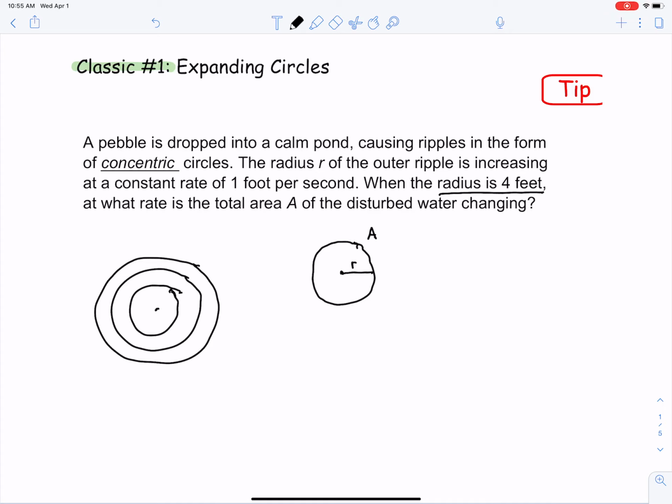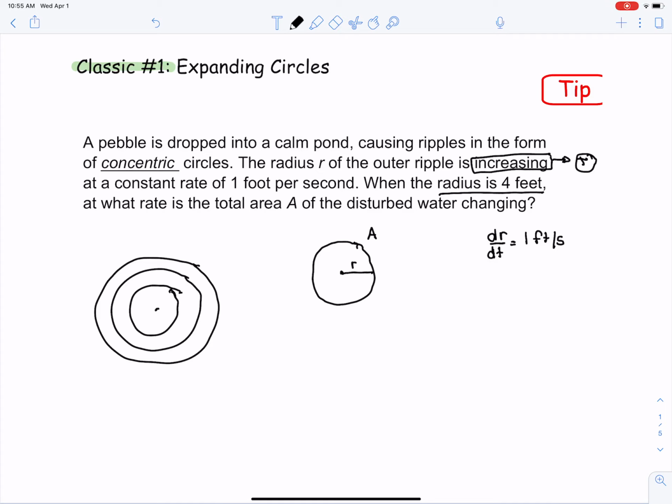So when they say that the radius of the outer ripple is increasing at a constant rate of 1, that tells me dr/dt, the rate of change in the radius, is increasing. So I'm going to use a positive number to represent that it's increasing, and it's increasing at a rate of 1 foot per second. So this is me taking words and changing them into math symbols.